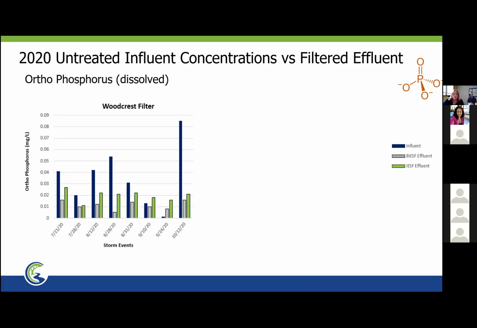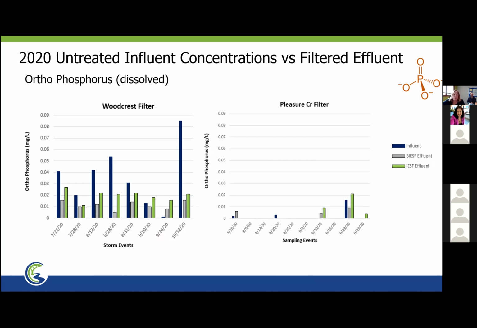Looking at orthophosphorus, so this is the dissolved fraction. We looked at this separately because, as many of you are aware, I'm sure, the iron filings in iron enhanced sand are specifically designed to try to get at this fraction of phosphorus, to bind that dissolved fraction and entrain it, immobilize it. So we saw pretty good reduction here at the Woodcrest filter. Again, our incoming levels were about 0.05 and the cleaner water was closer to 0.015.